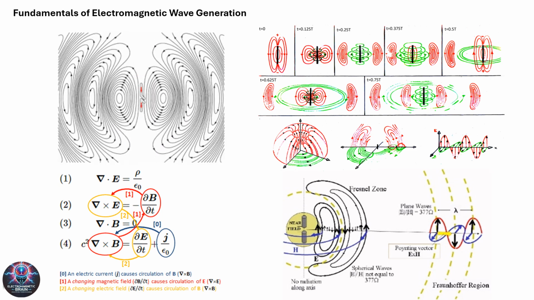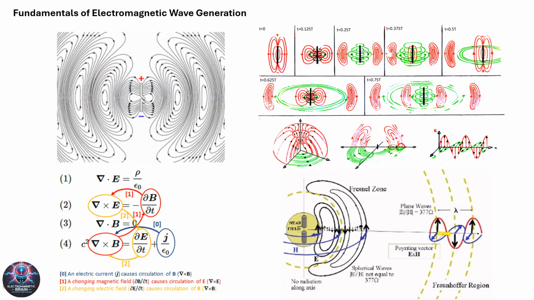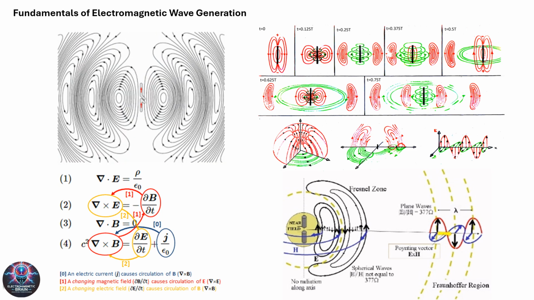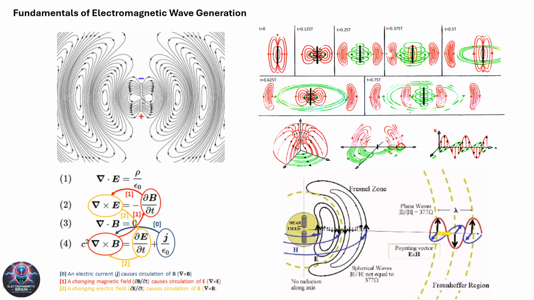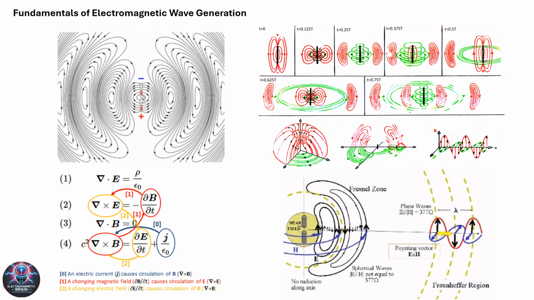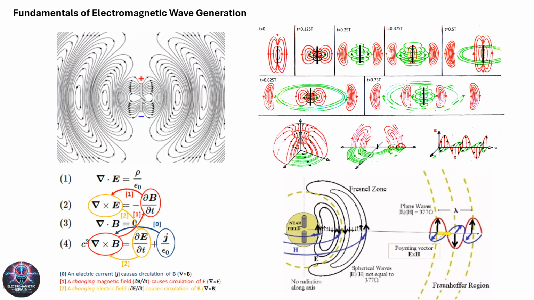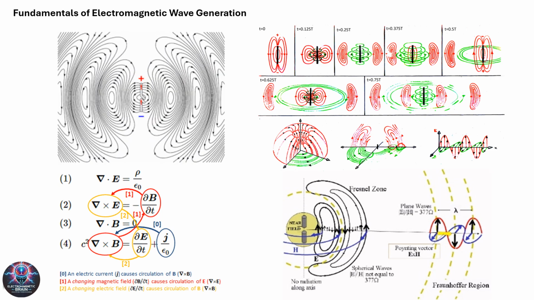This slide illustrates the entire process, from the initial creation of E and B fields at the dipole to their evolution into traveling electromagnetic waves. Understanding this time evolution is crucial for grasping how electromagnetic waves propagate in free space, and how they transition from complex near-field interactions to the simpler far-field radiation patterns.